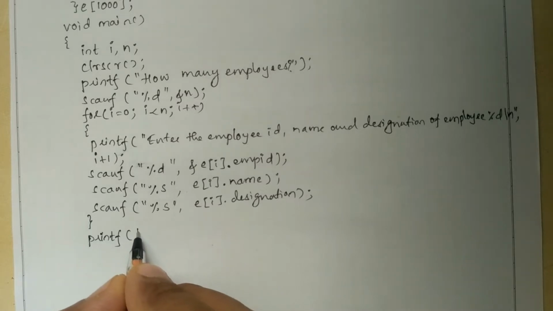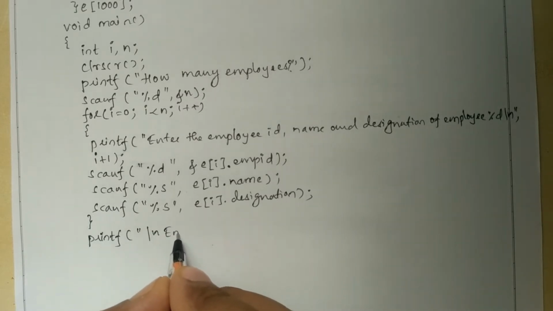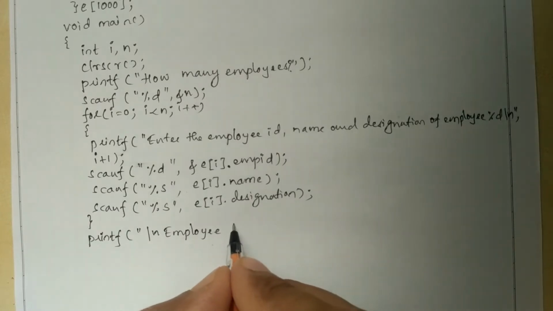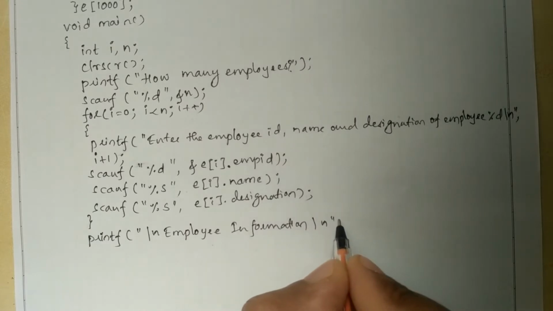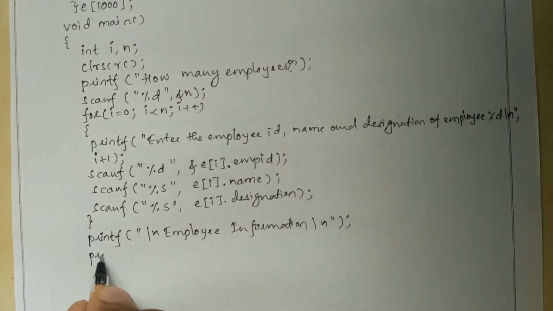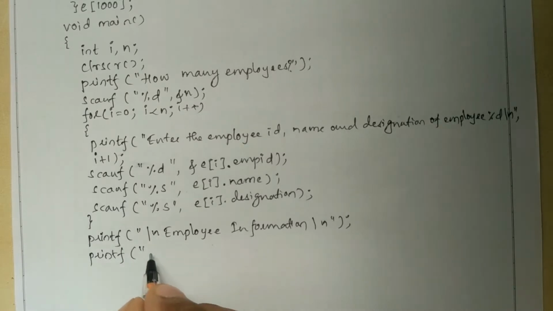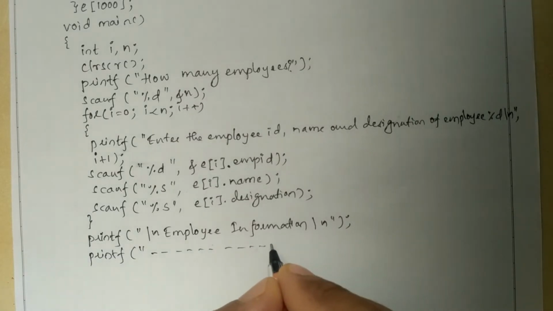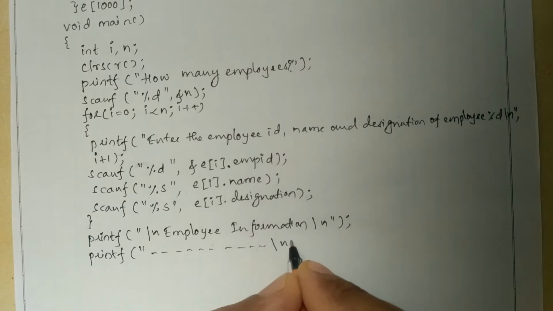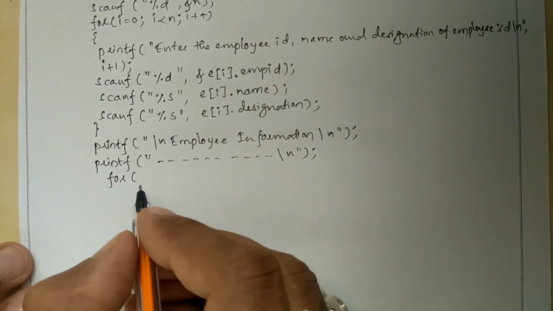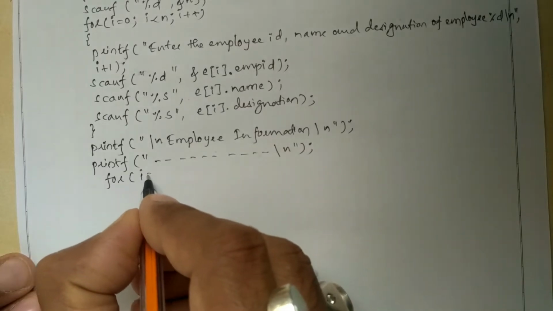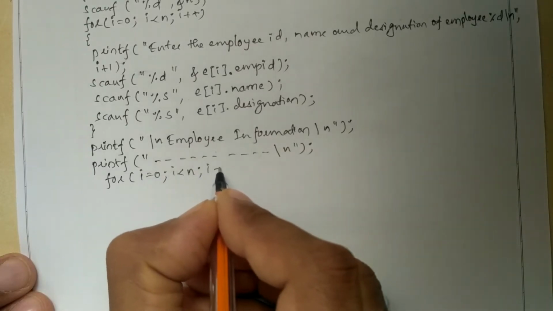So printf, in a double quotation mark I'll write \n, I'll write employee information. So end the double quotation mark, and put semicolon, and we will organize this in the form of a table. Hence I'm going to write a printf statement in a double quotation mark. I will continuously type dashes and end the double quotation mark, put semicolon. Next we'll use for loop. So again I'm going to take the same looping structure over here. For i is equal to 0, i is less than n, and i plus plus.